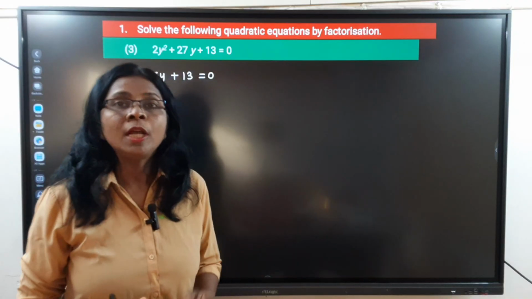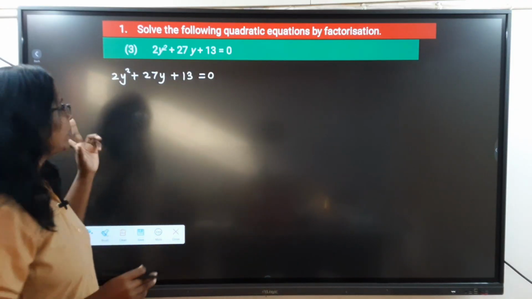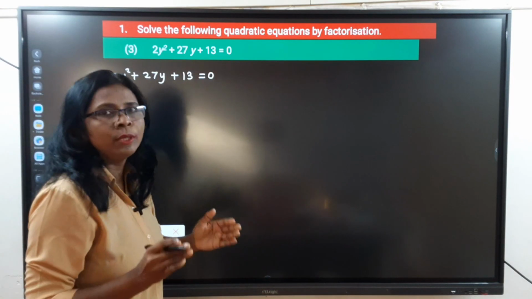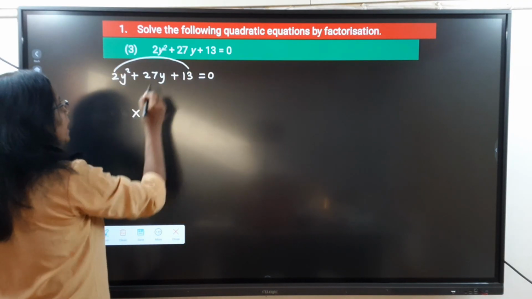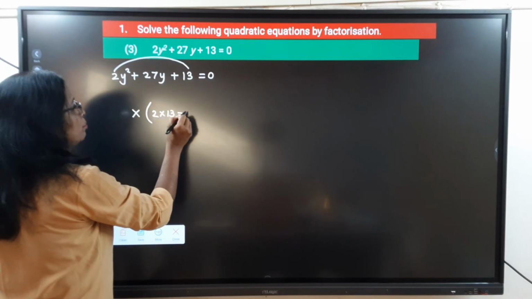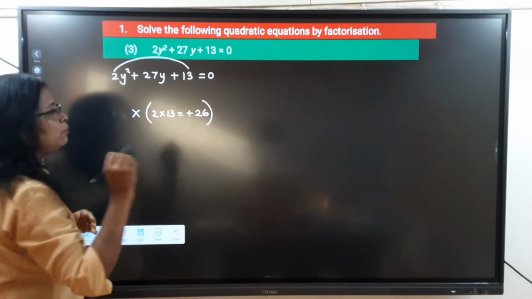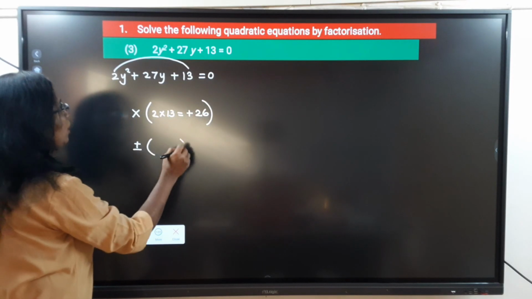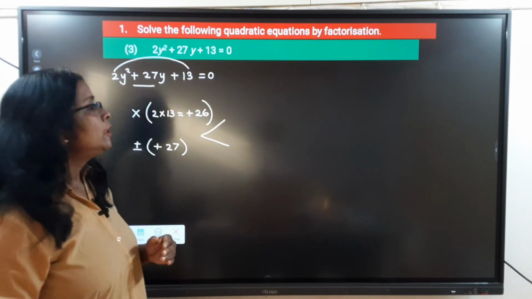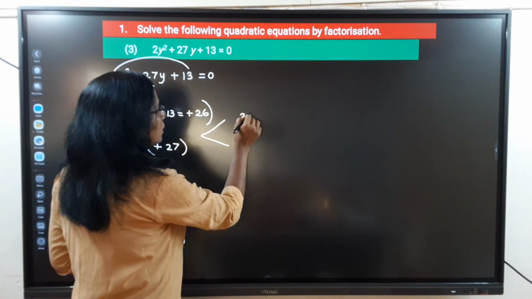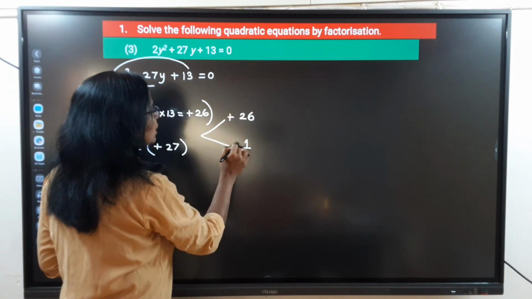So having the coefficient other than 1, and that is the 2, we have to search out the two numbers such that their product will be positive 26 and their addition will be positive 27. Such two numbers are 26 ones are 26, that is positive 26, positive 1.